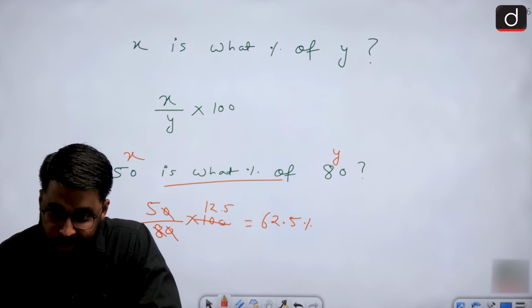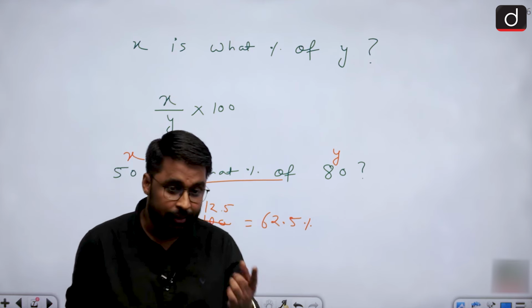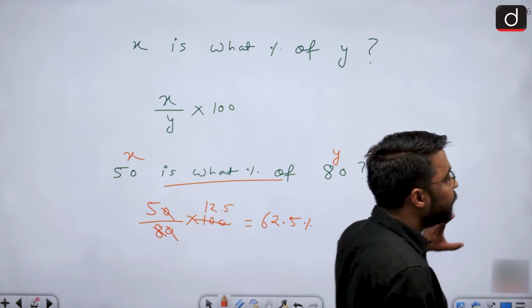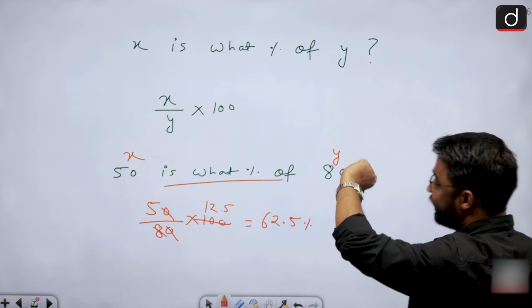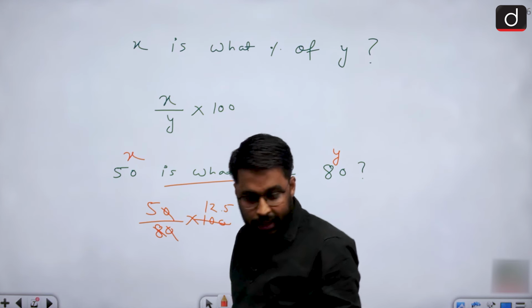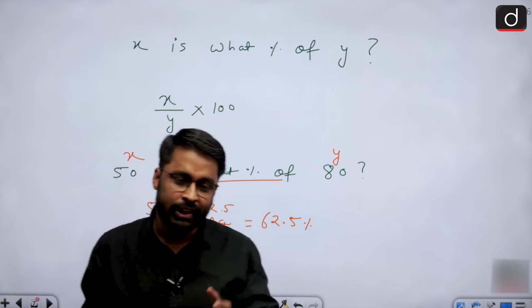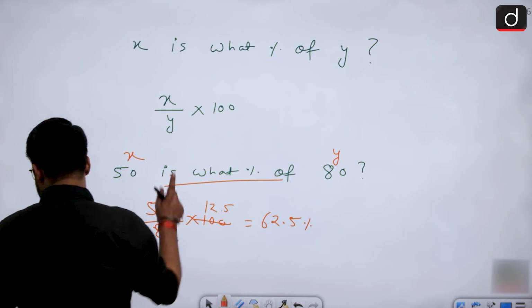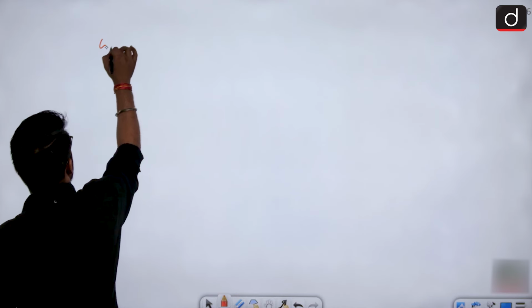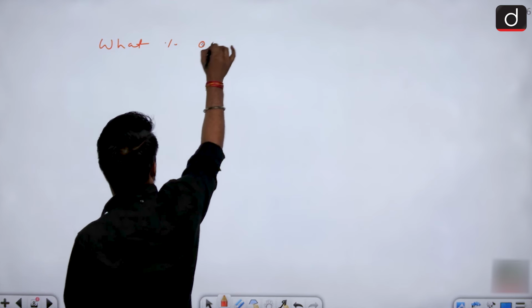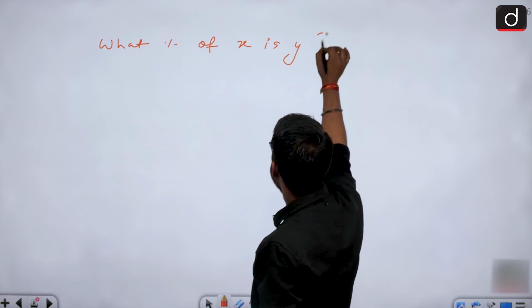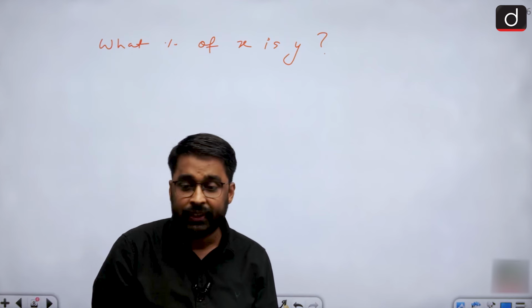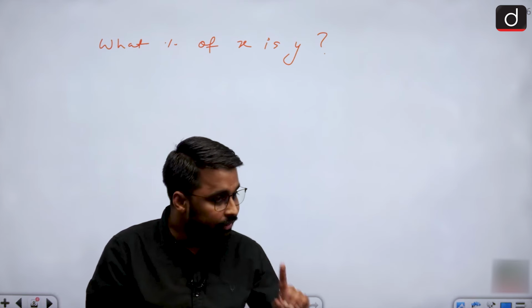Okay, understood? X is what percentage of Y? The equation will be X by Y into 100. Now see, if this is a syntax, the maximum change my examiner can bring in this syntax is he can reverse the language of the question. The same syntax he can ask in a different language: what percentage of X is Y? Now I have a second syntax. See, he reversed the language of the question.